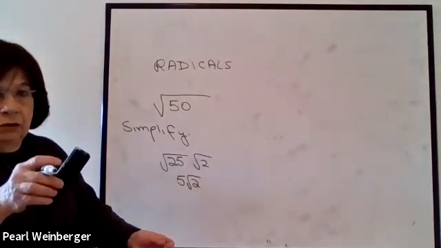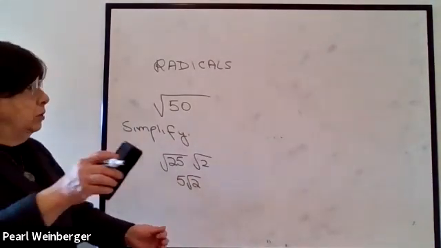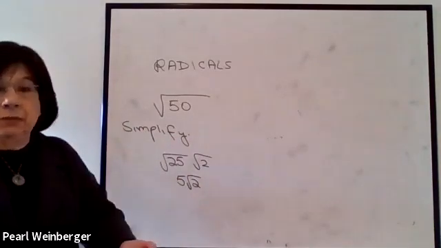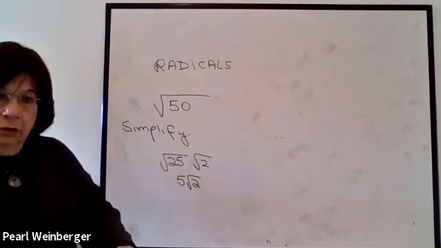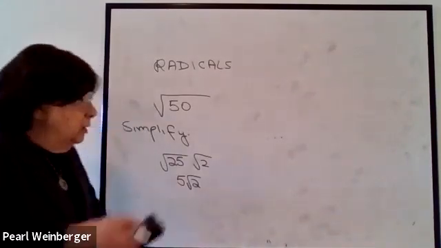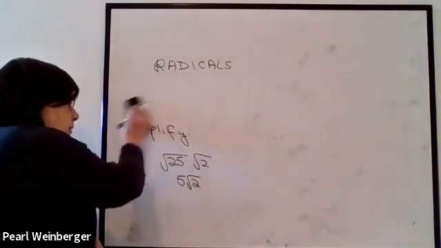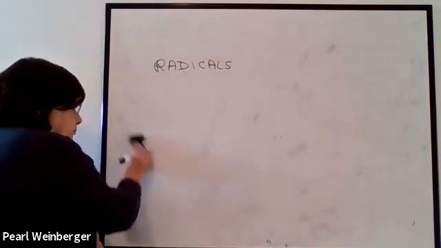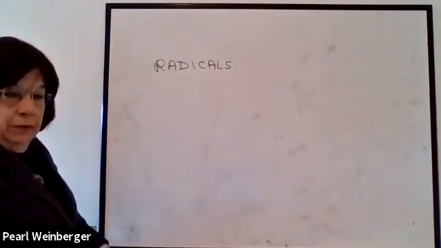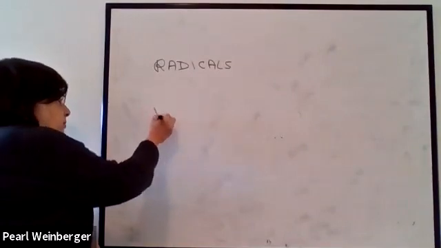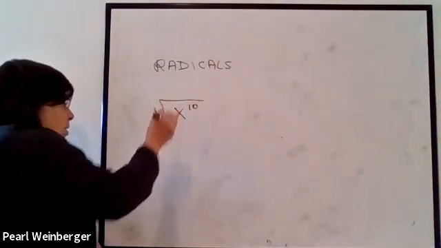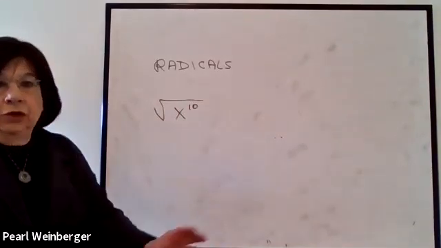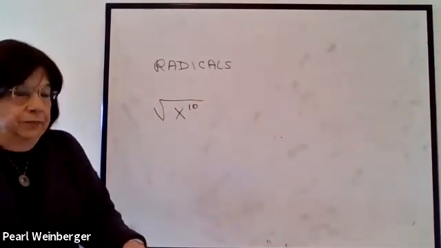What if we have a variable inside a radical? What do we do with that? So let's say I had the square root of x to the 10th. We're going to put it all together in a second.